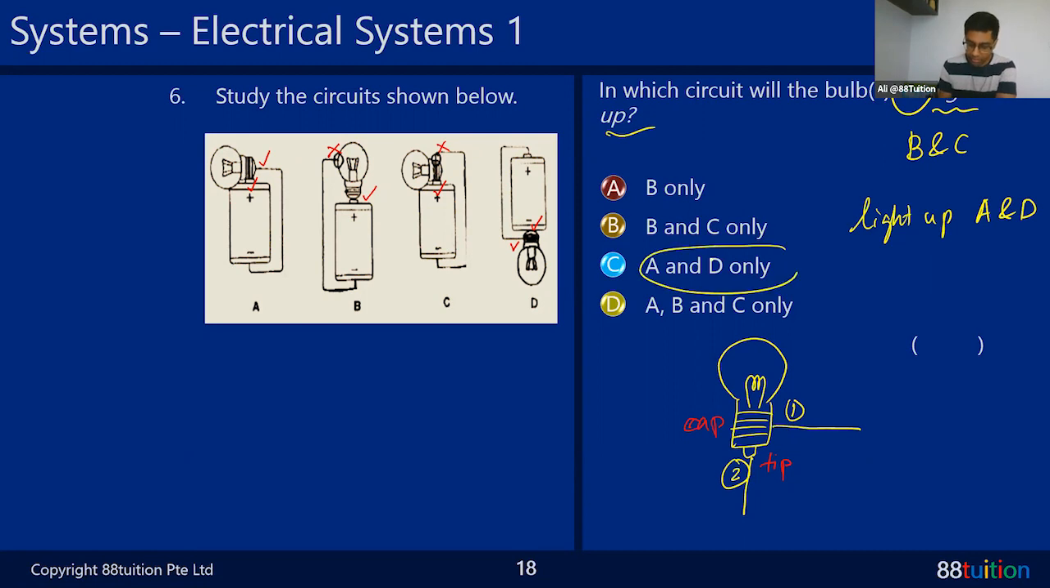So you might choose A and D as light up. Then you put C as the answer. Then the teacher will say wrong. Why? You didn't read the question. Am I right? This can happen to many of us.